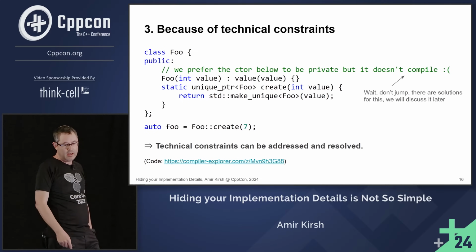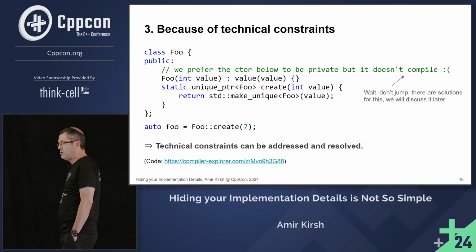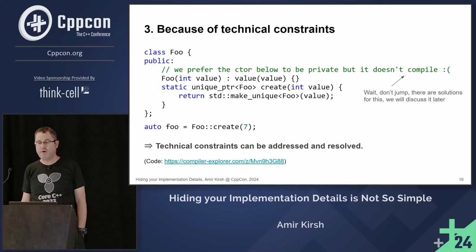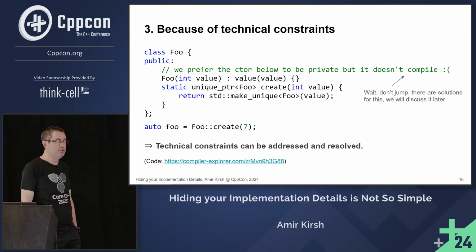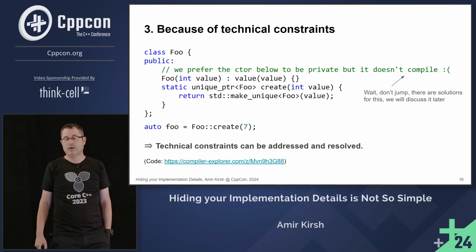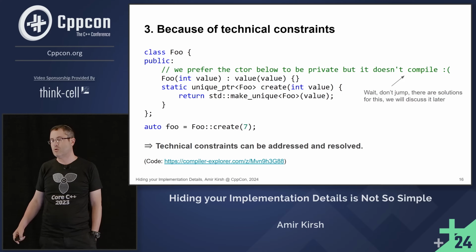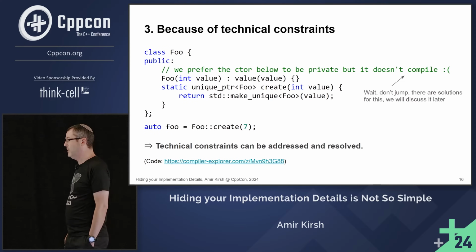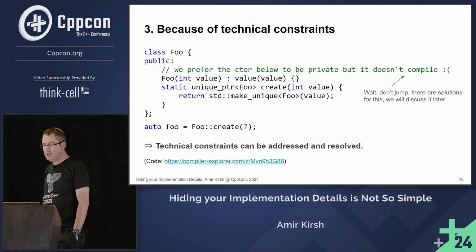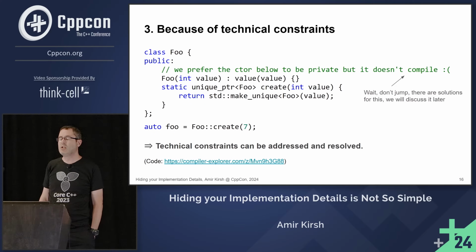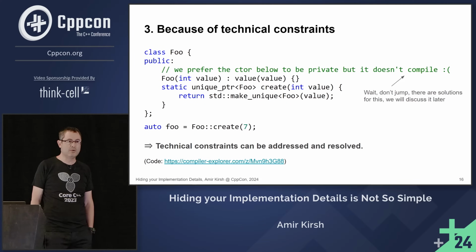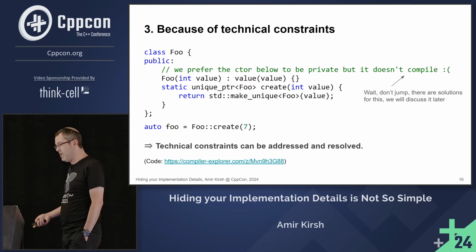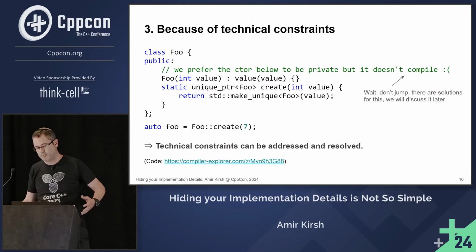Like in this example, I want a factory method called create to create a foo object. And the best thing would be, if I do not want you to create foo on your own, you should go through the factory. I would have preferred to put the constructor in the private, but I can't. Why can't I? Because the factory calls makeUnique, and makeUnique needs to call the constructor. And you cannot friend makeUnique. It is problematic. So if you try to say, let's put foo constructor in the private, you will not be able to do that easily or in a proper manner.